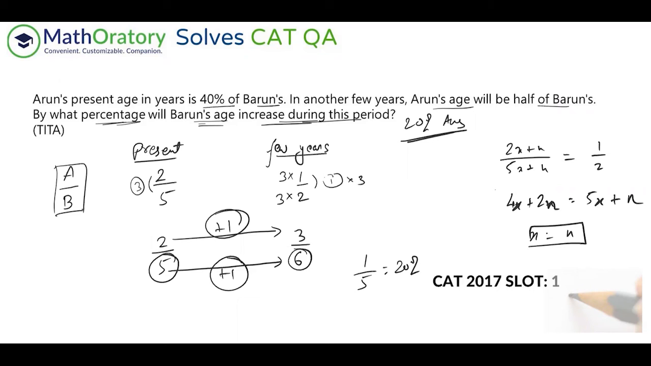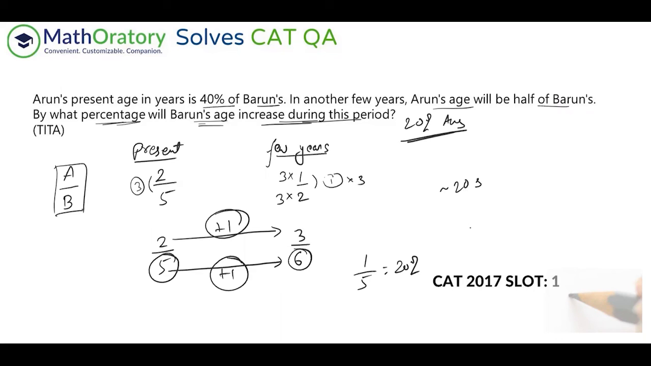Once you know this, you have assumed that Barun's age was 5x initially. So we have 5x as Barun's present age. And because x is equal to n, you can substitute n with x. So later on, Barun's age becomes 6x. So 5x to 6x. Again, you can see this is 20%. So this is using the variables. But if you have a simple question like this, the earlier method is much faster. If you practice this idea, you can actually solve questions like these within 20 seconds. So roughly this should take 20 seconds to solve. So that is for this question. Thank you.